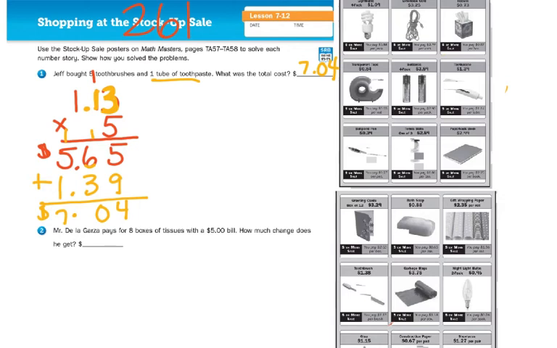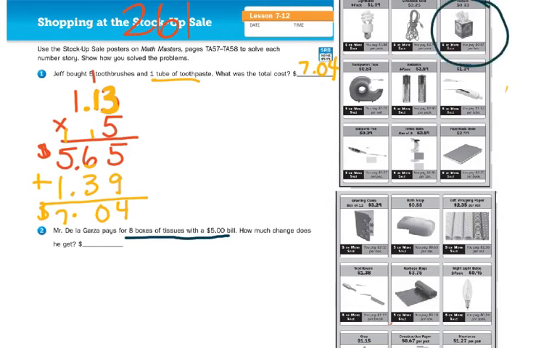Number 2, Mr. De La Garza pays for 8 boxes of tissues with a $5 bill. How much change does he get? Well, in the grocery prices of today, I promise you, you would not get 8 boxes of tissues for $5. You might be able to buy 1, maybe 2 of them if they're on sale, but we'll just pretend like that's really the price, but it's not.